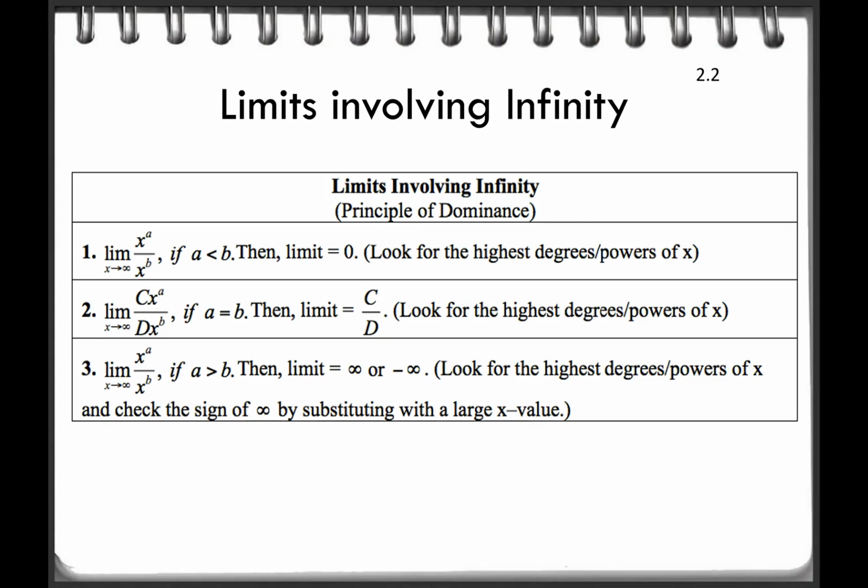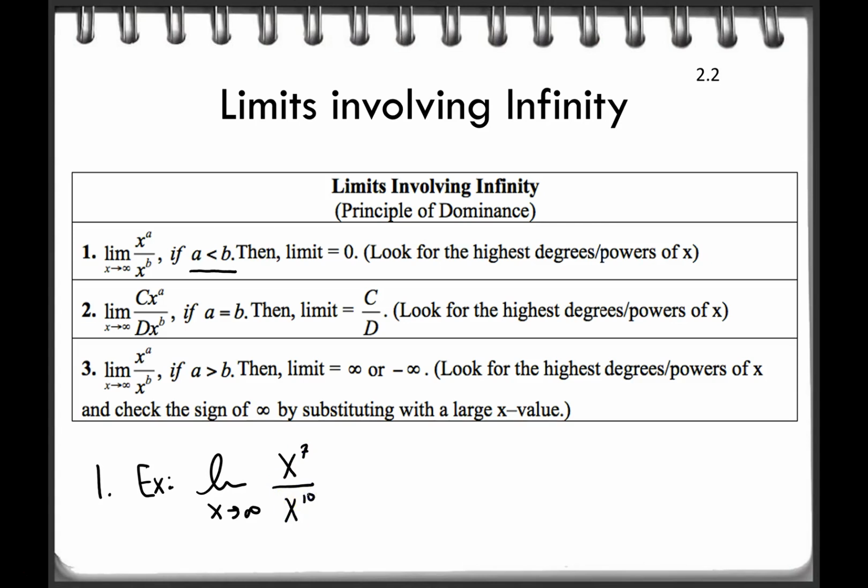So let's talk about number 1 here. If we have the limit as x approaches infinity of x to the a over x to the b, and a is smaller than b, then the limit is 0. Let me give you an example. The limit as x approaches infinity of x to the 7th over x to the 10th.